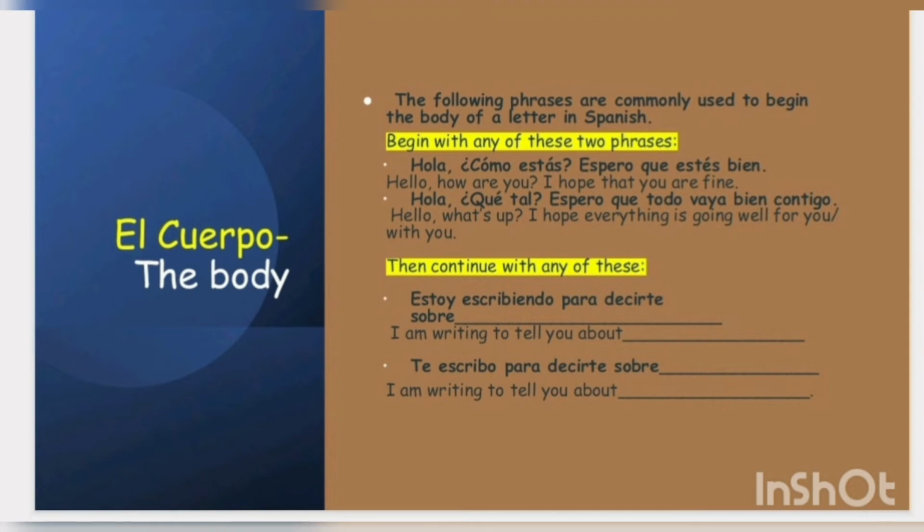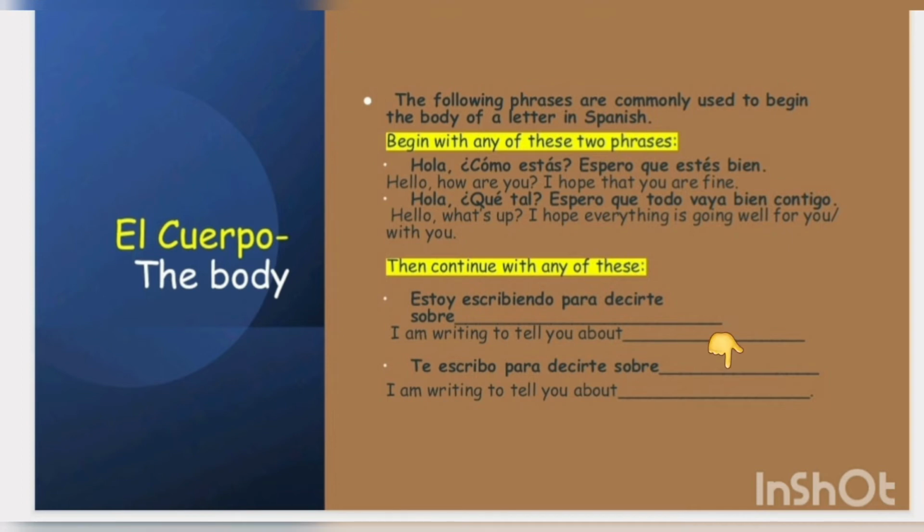So after you say to the person, hey, what's up? I hope you're okay. Or hey, how are you? I hope everything is going okay with you. You then should continue the letter by using any of these two phrases below. Either estoy escribiendo para decirte sobre or te escribo para decirte sobre. Both of these phrases mean the exact same thing. I am writing to tell you about, and then right there on the line, that is what you would put.